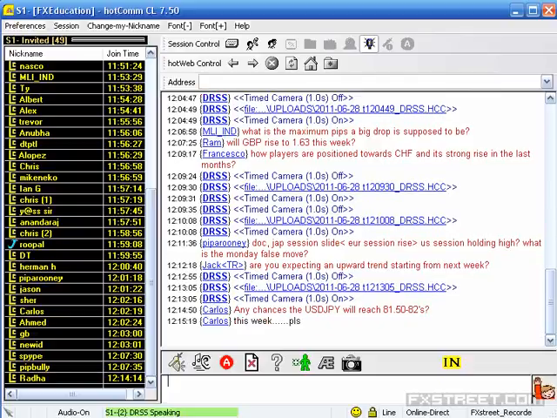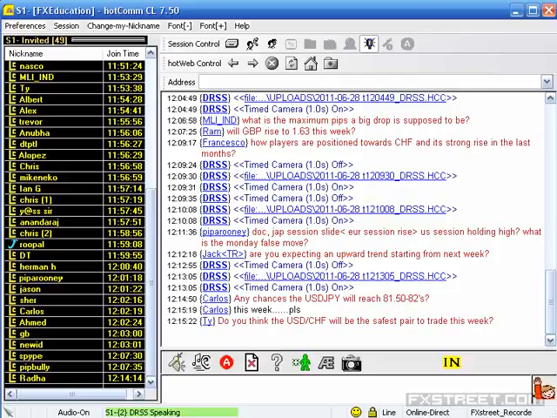That's all. Will GBP rise to 1.63? No, it's very doubtful. GBP may not rise, but they may drop less.